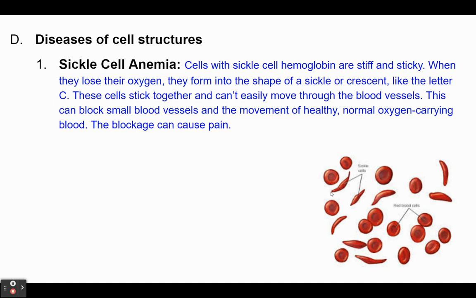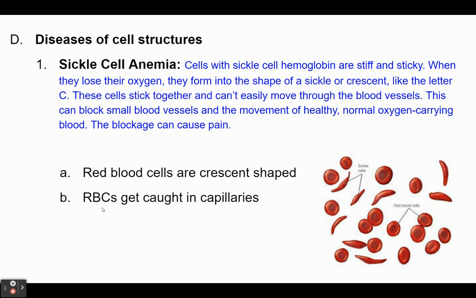These cells stick together, they can't easily move through blood vessels, and this can block small blood vessels and the movement of healthy, normal oxygen-carrying blood cells. These blockages can cause pain, and we're going to explore this disease a little bit more in class. Some things to write down and to know about sickle cell anemia. In sickle cell anemia, red blood cells are crescent-shaped. They're not circular anymore. These red blood cells get caught in capillaries. And again, we'll explore this more in class.